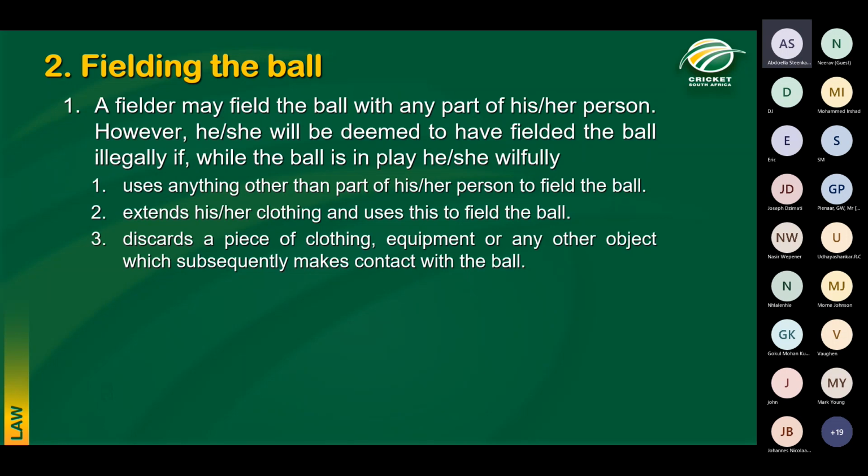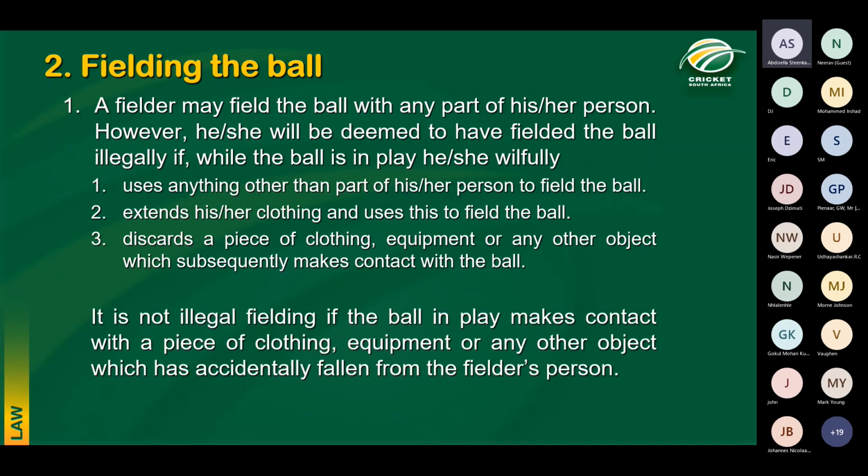An example of point number 3 is where you willfully discard. Let's say the short leg fielder had a helmet on. That fielder then, in chasing after the ball, discards his or her helmet willfully and chases after the ball, picks it up, throws it in towards the stumps, and then the ball actually hits that discarded helmet. That is deemed as illegal fielding, and we'll see the punishment in the next slide.